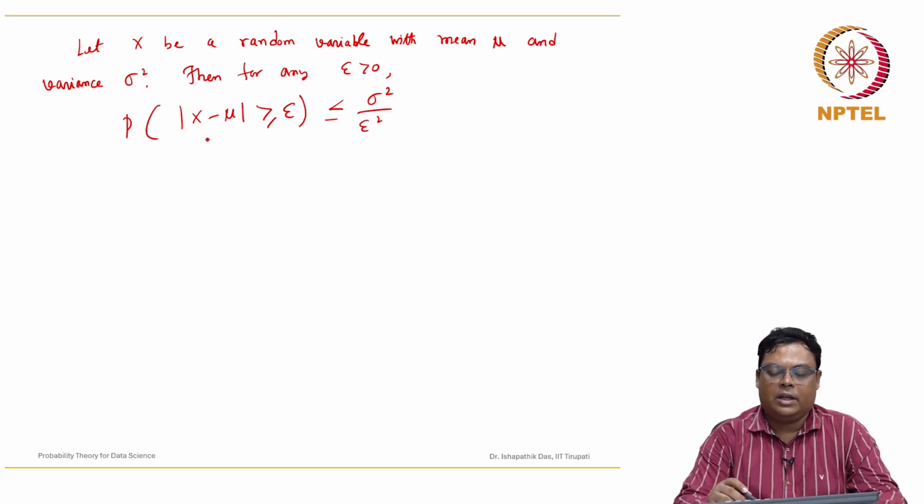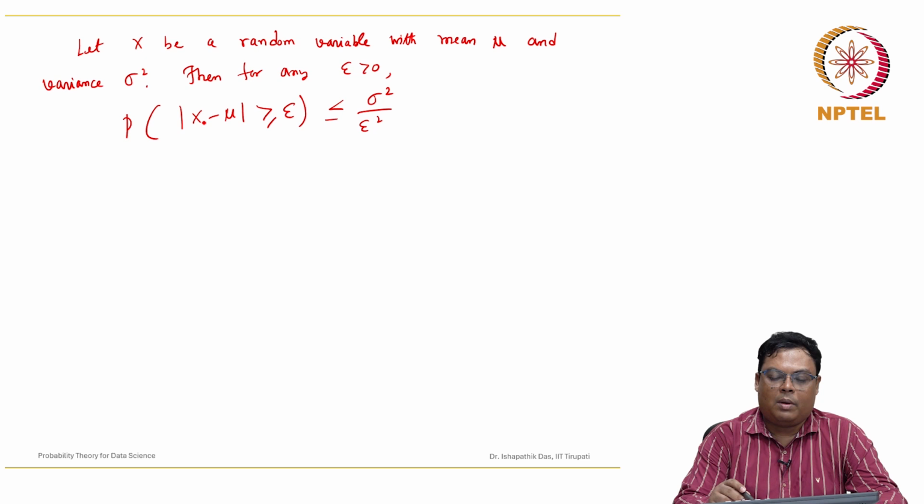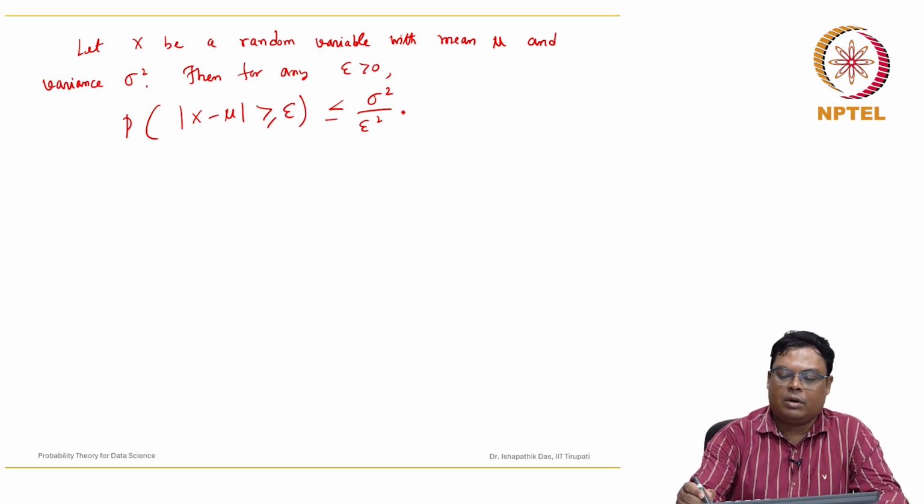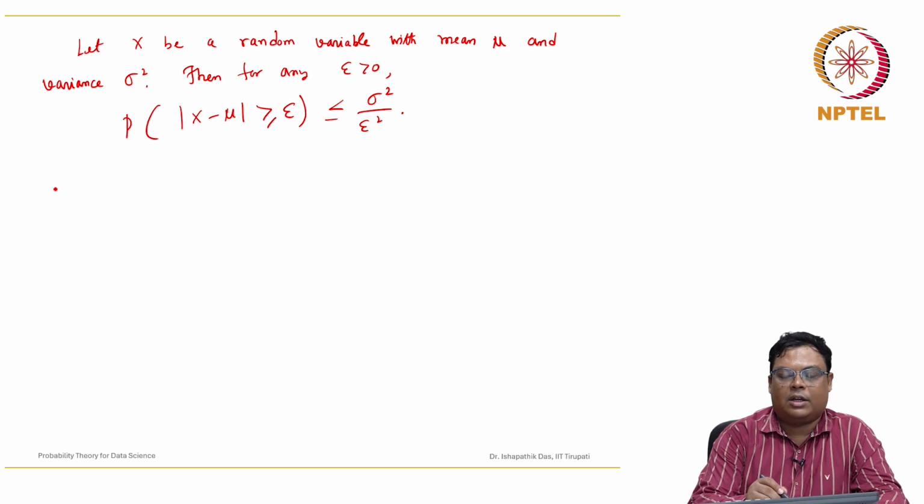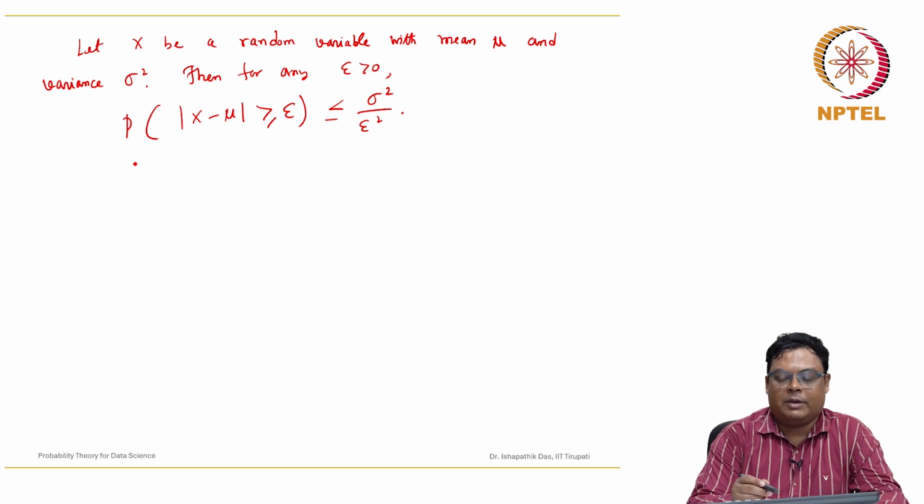So that means it is giving the probability that the random variable takes values away from the interval mu minus epsilon, mu plus epsilon. This probability should be less than or equal to sigma square by epsilon square. So what is the proof? Let us prove this. It is not very difficult. Let us consider a continuous random variable, then we will do the integration. For the discrete case it will be a sum, but it is a very similar proof.